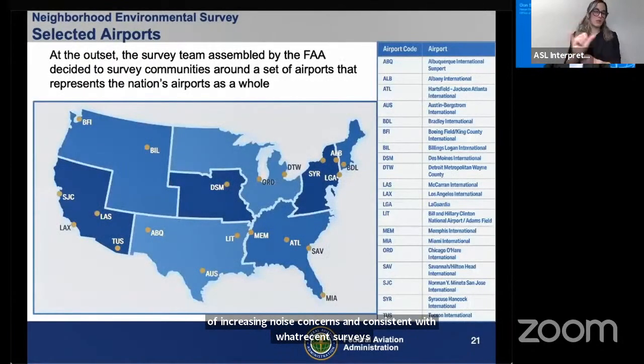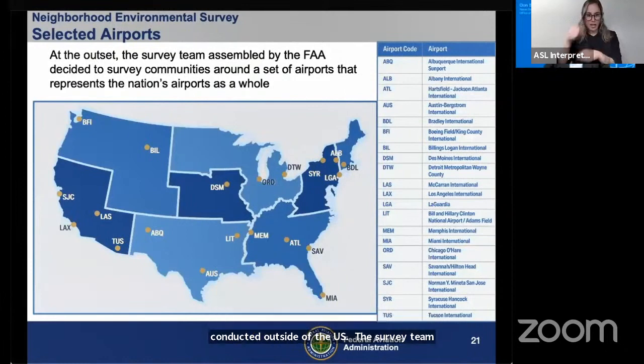At the outset, the survey team assembled by the FAA decided to survey communities around a set of airports that represent the nation's airports as a whole. You can see here on this slide the 20 airports that were selected, and we'll hear more from Joe in a few minutes about the selection process and some of those details.